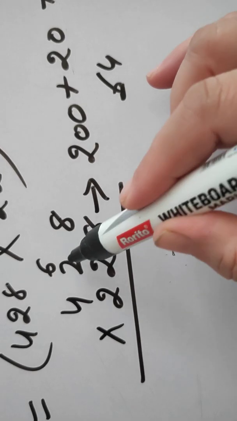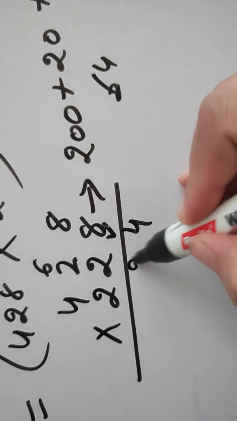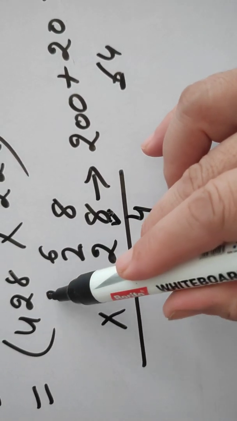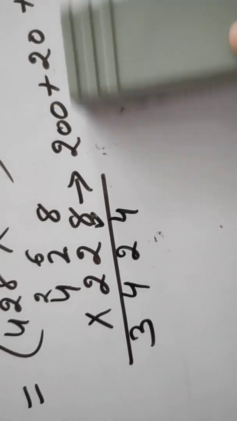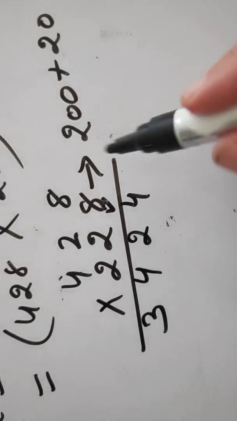Now the table of 8, 8 2s are 16. 16 plus 6 is 22. 2 goes as a carry. 8 4s are 32 plus 2 is 34. Now our multiplication of 8 is over. Now we will erase this carry also.